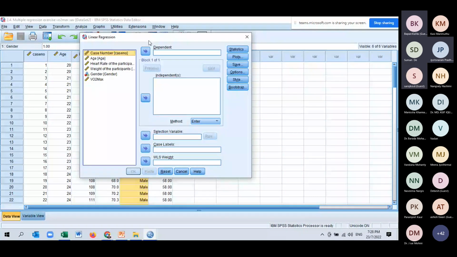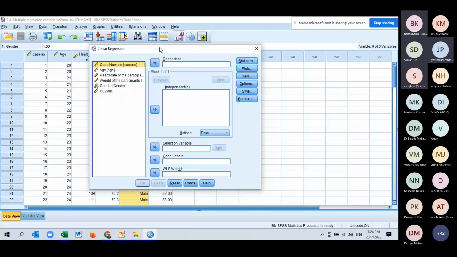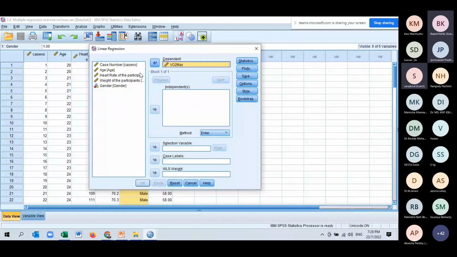Have you all done it? Do you all have this window? Yes, sir. Transfer your VO2 max, except the case number. By pressing the shift key, transfer all your independent variables into this window. So we go to VO2 max as the dependent, and all the independent variables.